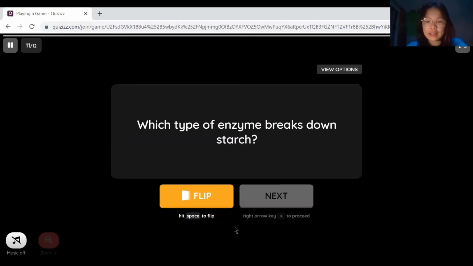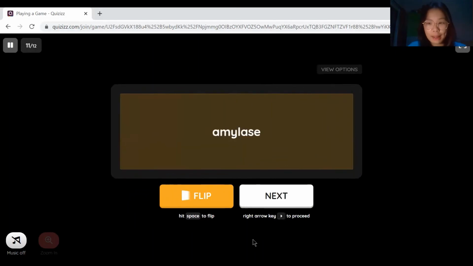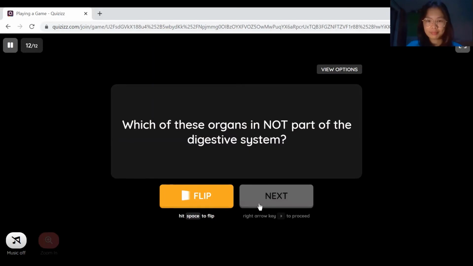So which type of enzyme breaks down starch? I hope you guys are locked in on the answers. I'll be flipping it up. This is amylase. Next. This is the final answer. Final question.